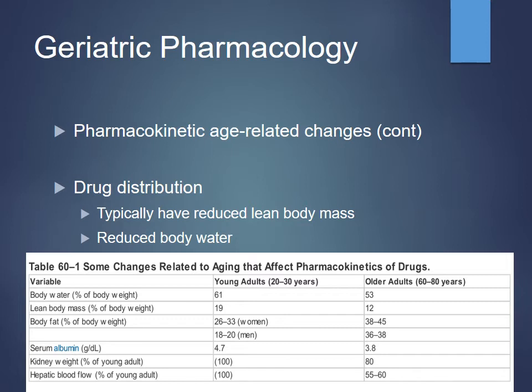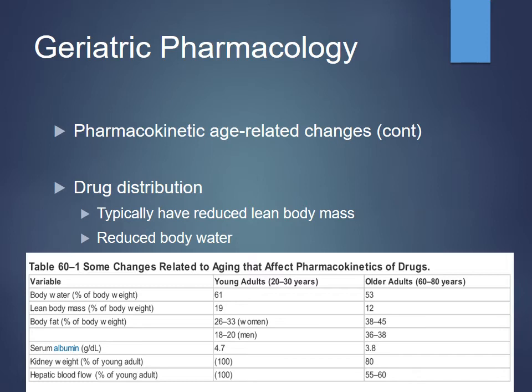And you can see some of those changes here, on average, with someone who's say 20 to 30 years old versus someone who's 60 to 80. Again, body fat is going up, lean body mass is going down, and even things like albumin typically will be going down over time. And albumin's important because why? It binds a lot of medications, right?